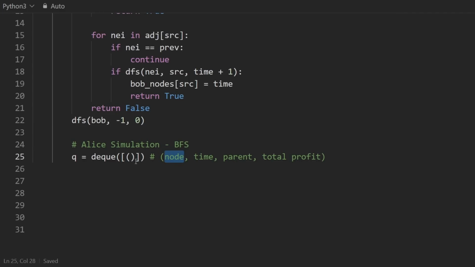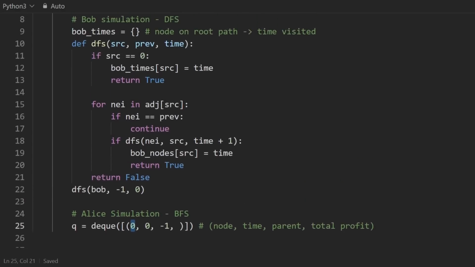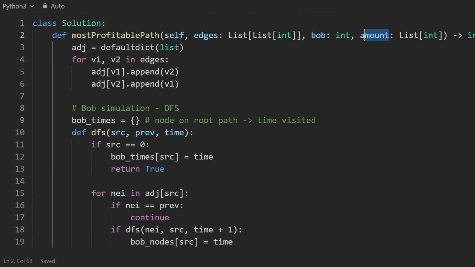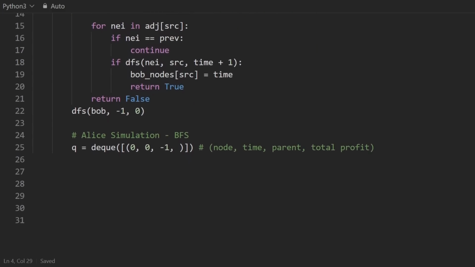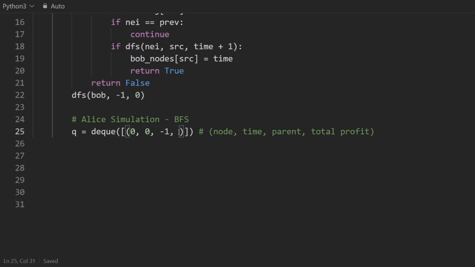So we know that the starting point of Alice is always going to be 0, so that's pretty easy to fill in. The next thing is the time. Well, we're starting at time 0. The parent of the root node, it doesn't really have a parent, so we can just say -1. And the total profit along the path to get to this node, including that node. Well, that's pretty easy. I didn't really talk about this, but we're given a parameter called amount. It's an array. It tells us for every node, what's the profit of that node. So we can start here by just saying we have the amount of node 0.